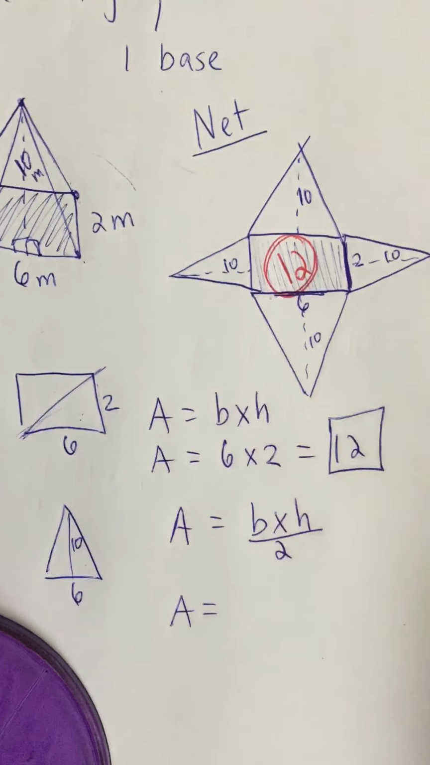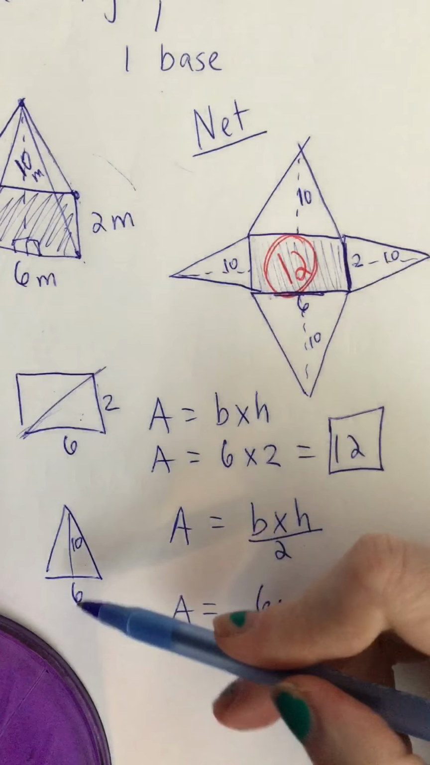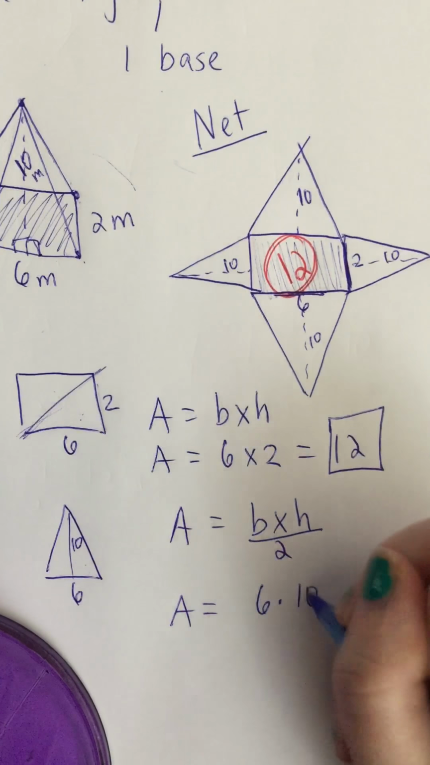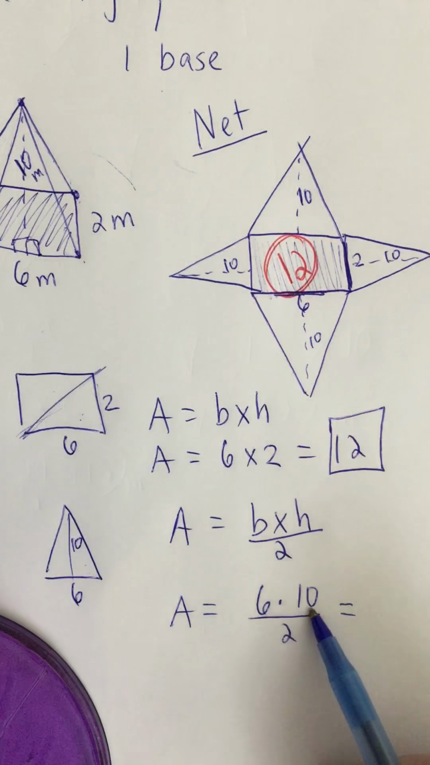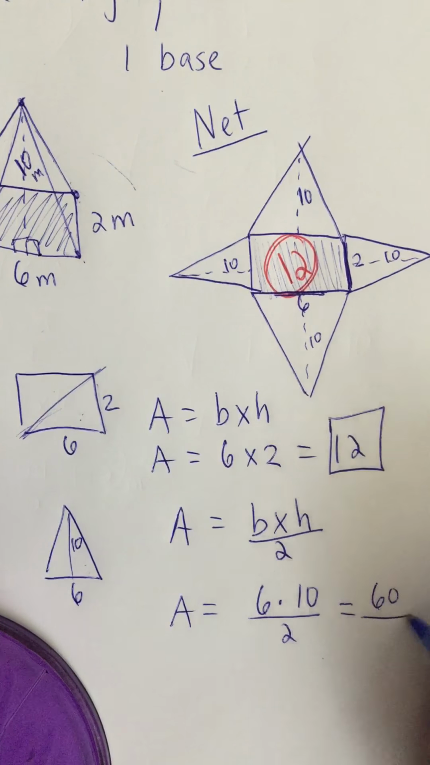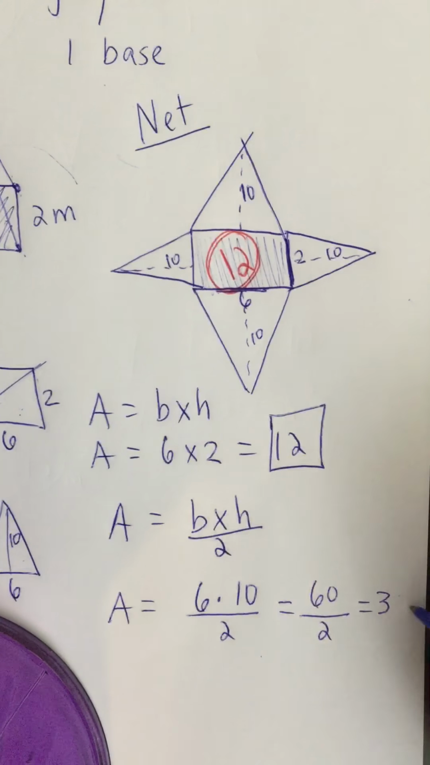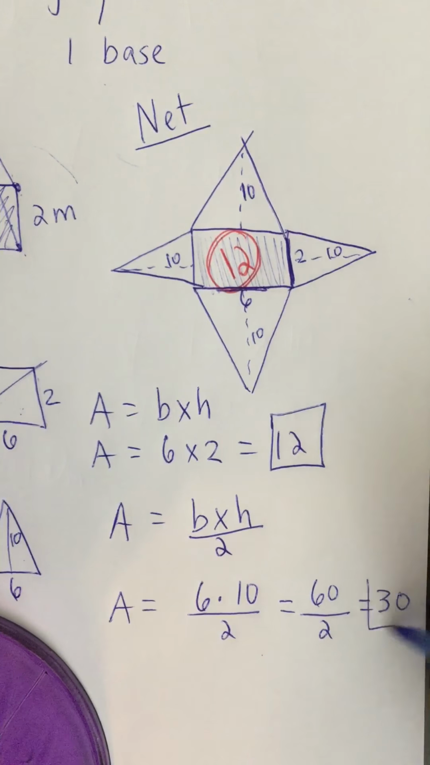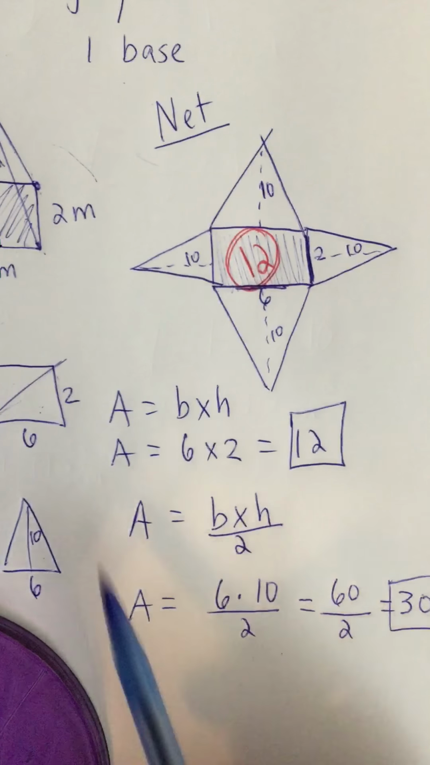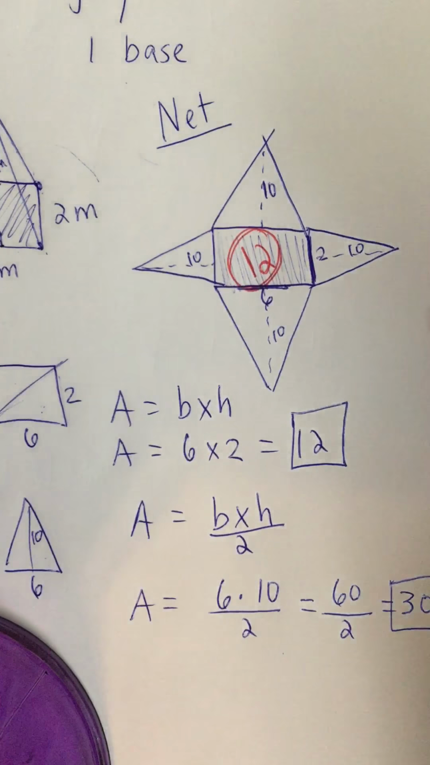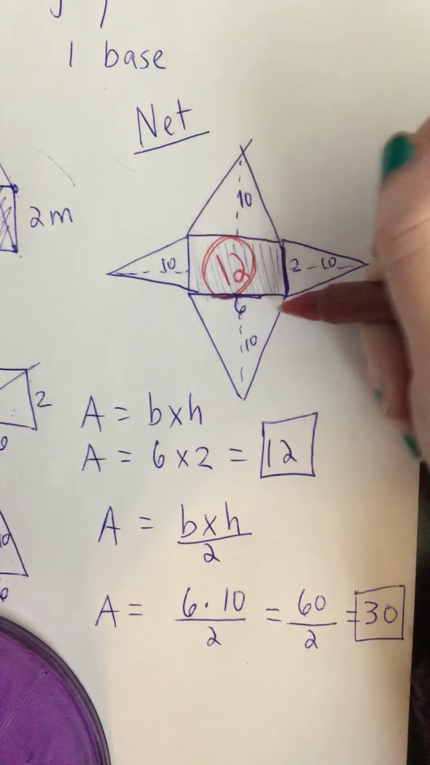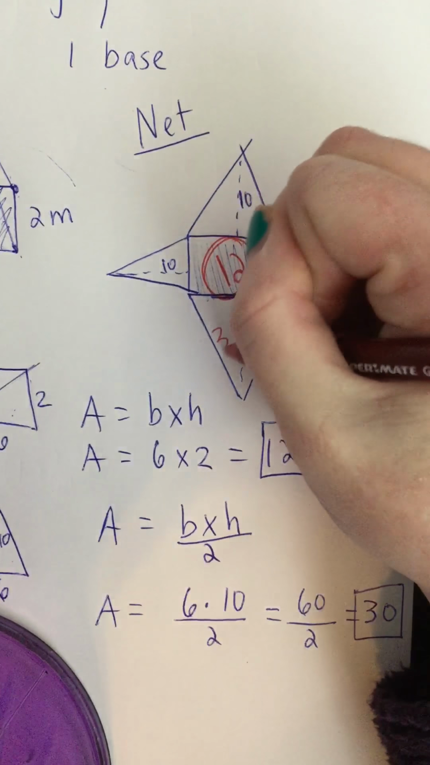Okay, area equals, the base of this triangle is 6, the height of the triangle is 10, and then we're going to divide it by 2. Okay, 6 times 10 is 60, divide it by 2 though, and we get 30. All right, that means that this triangle has an area of 30. So I'm going to go find the triangle right here, the 6 by 10, and that was 30.